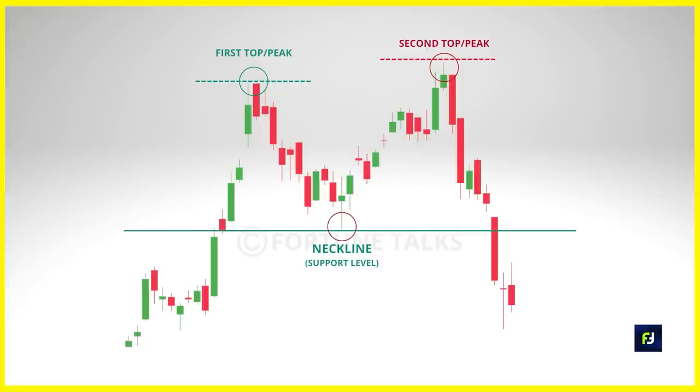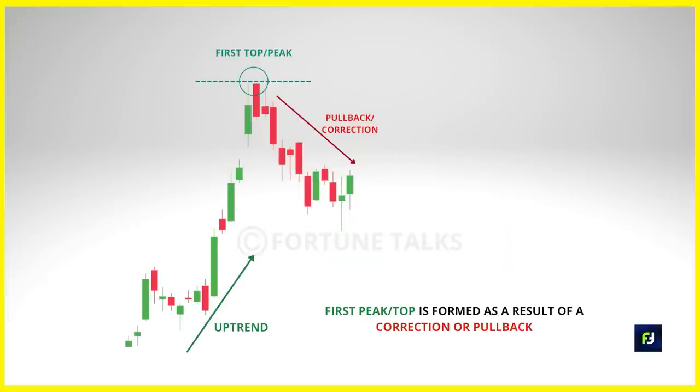Now what does the double top chart pattern really mean? The first peak is formed as a result of the market doing a pullback. At this point, you can't tell for sure if it will be a reversal, as pullbacks are very common in trending markets from time to time.